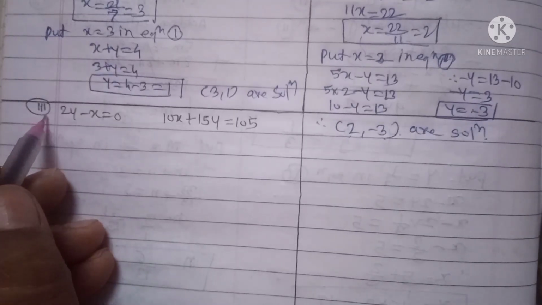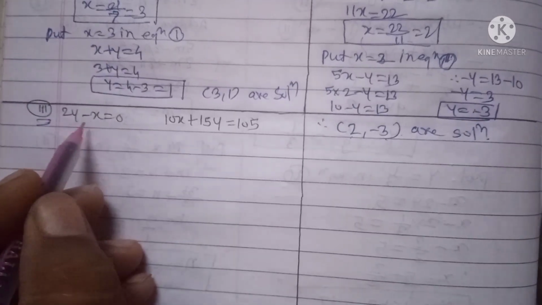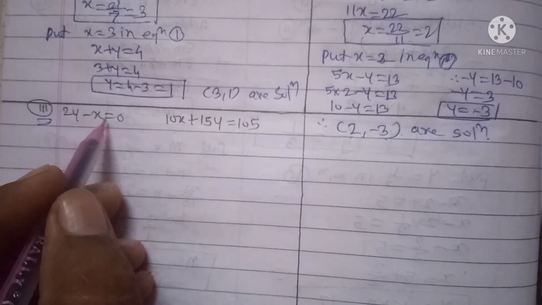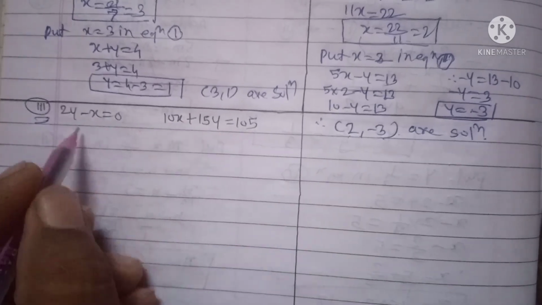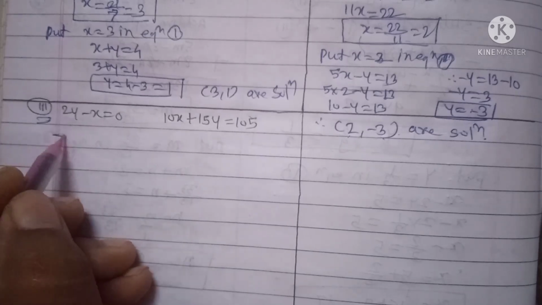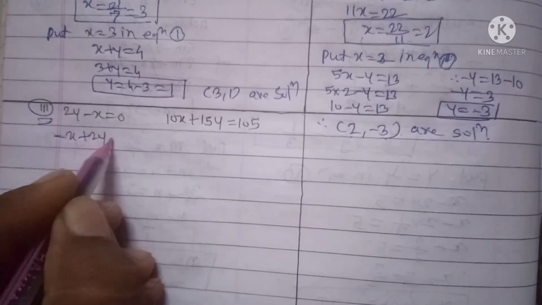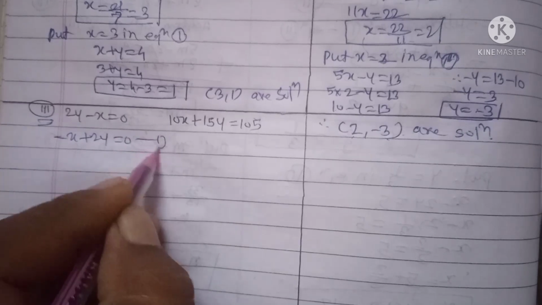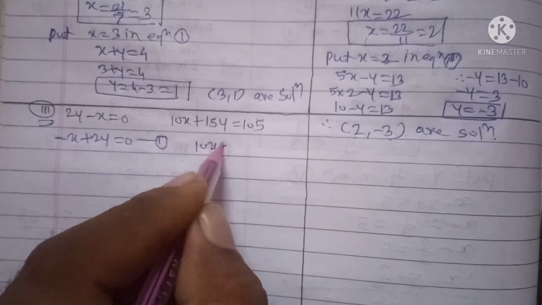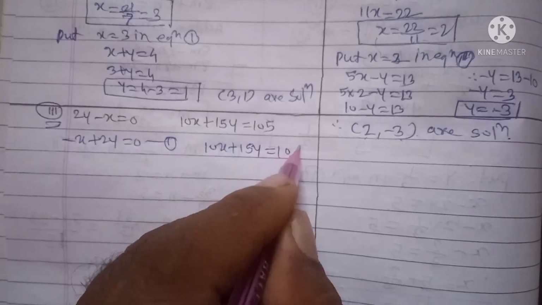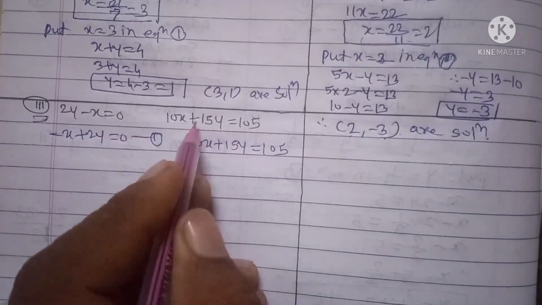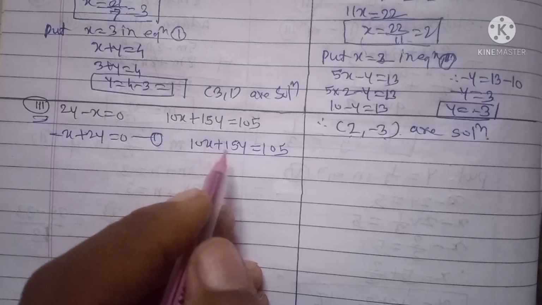Example number 3: 2y minus x is equal to 0 and 10x plus 15y is equal to 105. So first we write minus x plus 2y equal to 0, this is equation 1. 10x plus 15y equal to 105. We also divide by 5 in this equation.